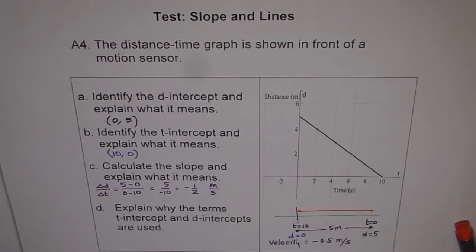At that point, time is 0, right? So this is our initial distance from where the object started. So why the terms t-intercept and d-intercept? Because our horizontal axis has been named with time t and the vertical axis has been named with distance d, and therefore we are using these terms. We are not naming them x and y, we are calling them t and d.